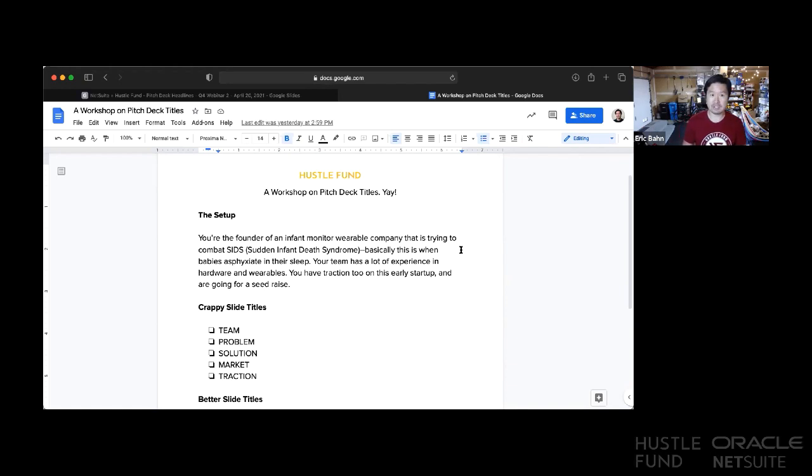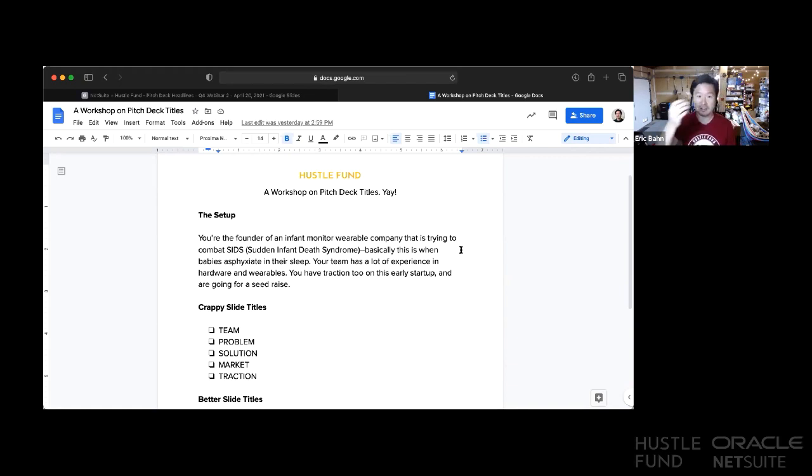SIDS is essentially when your child asphyxiates in their sleep, and then the parent walks in the next morning and is like, "Oh my gosh, what just happened?" Right? It's freaky, and it's a top fear for a lot of new parents, especially. Usually what happens in this case is an infant will sadly roll over and he or she can't roll back. And that's where the problems start.